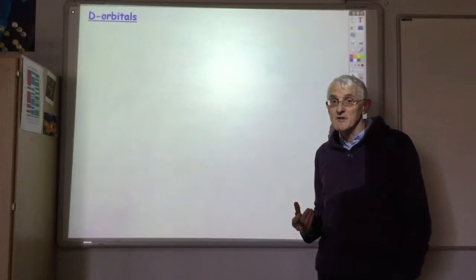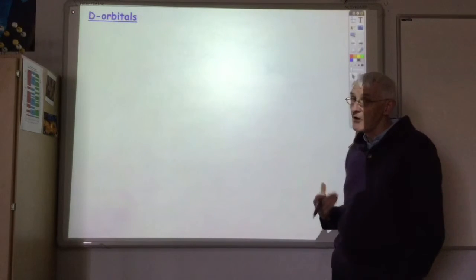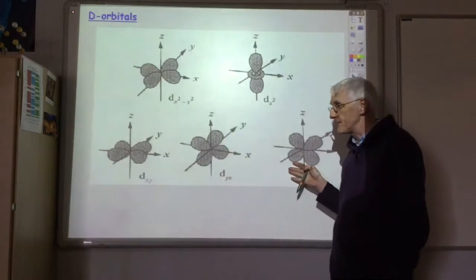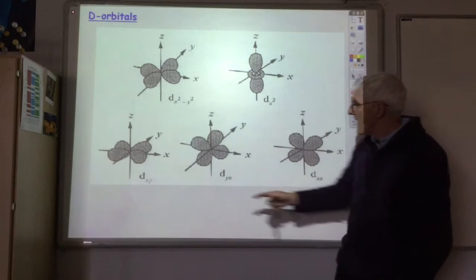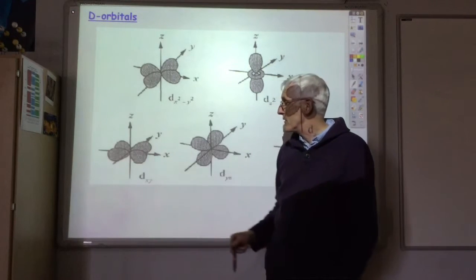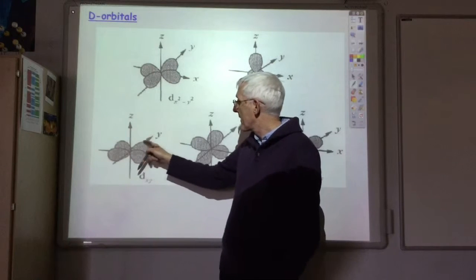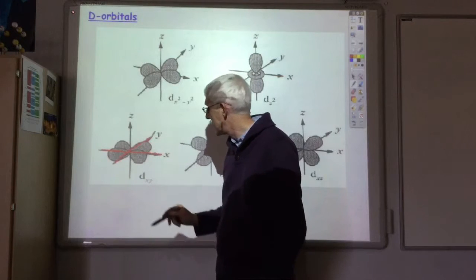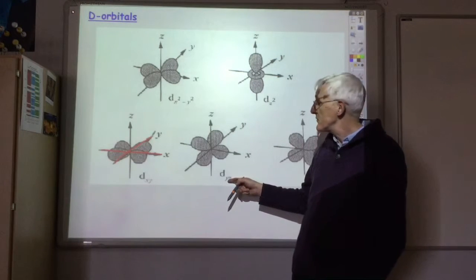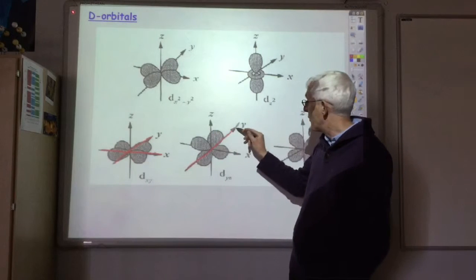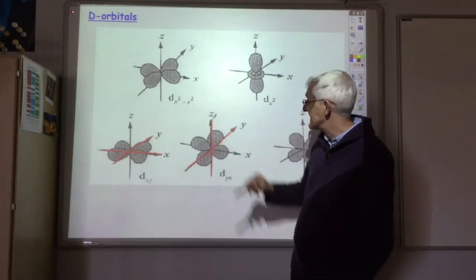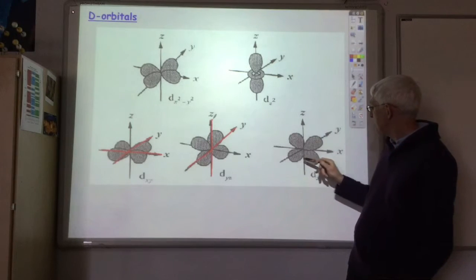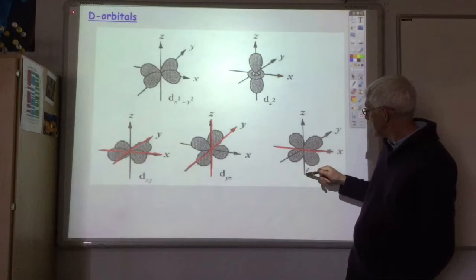When it comes to d orbitals, there are actually five different shapes, and you do need to know them all. We'll start off with the ones down here. This is the dxy orbital, and the lobes lie in between the x-axis and the y-axis. The dyz orbital lies in between the y-axis and the z-axis, and the dxz orbital lies between the x-axis and the z-axis.